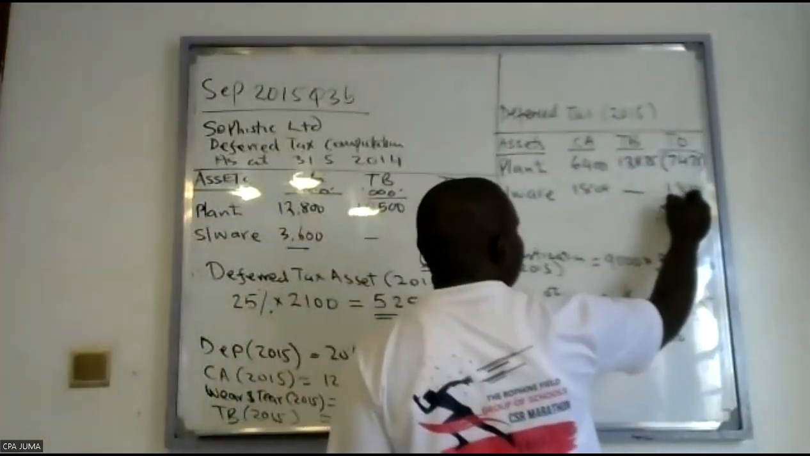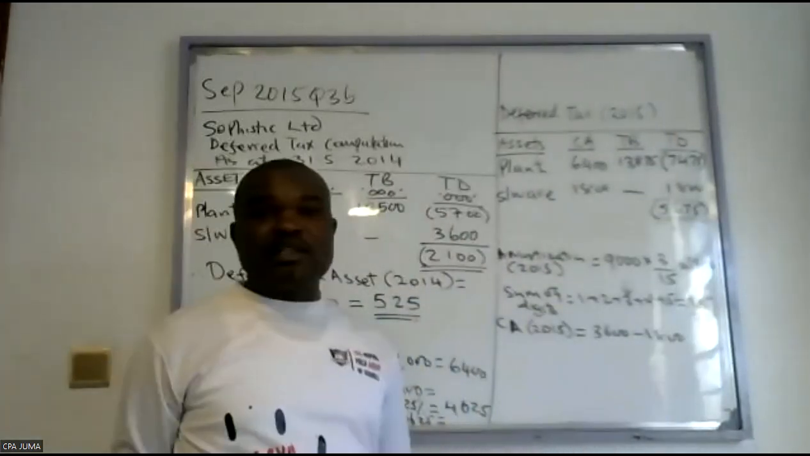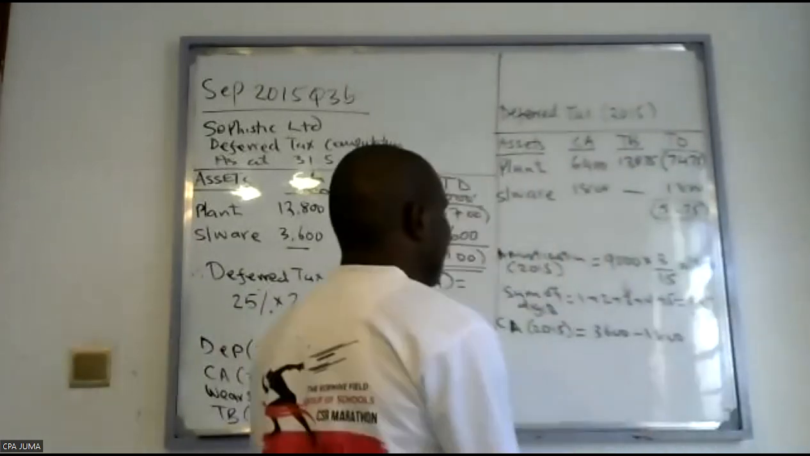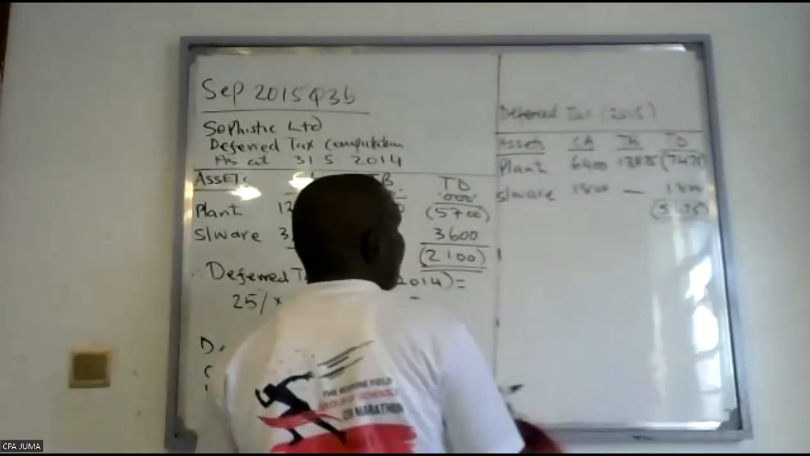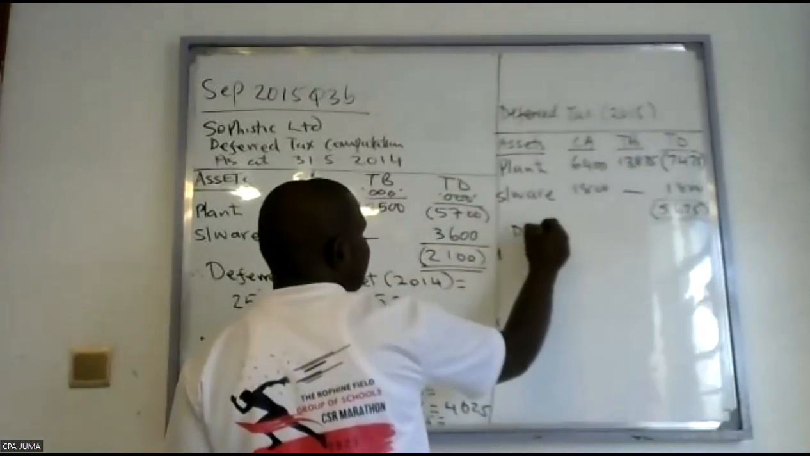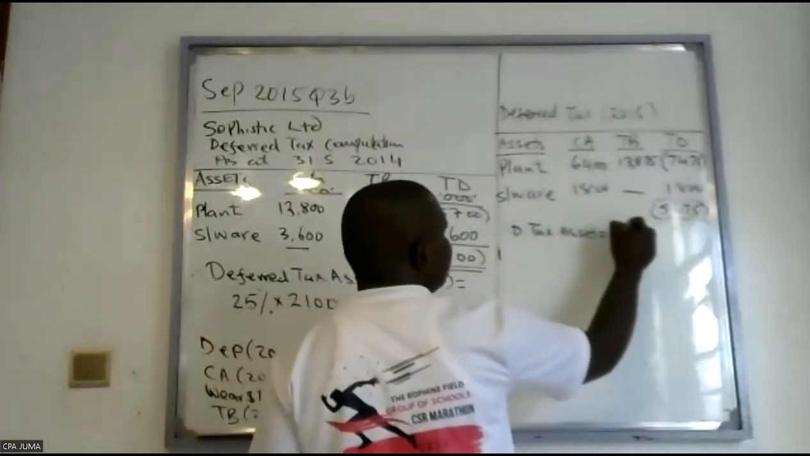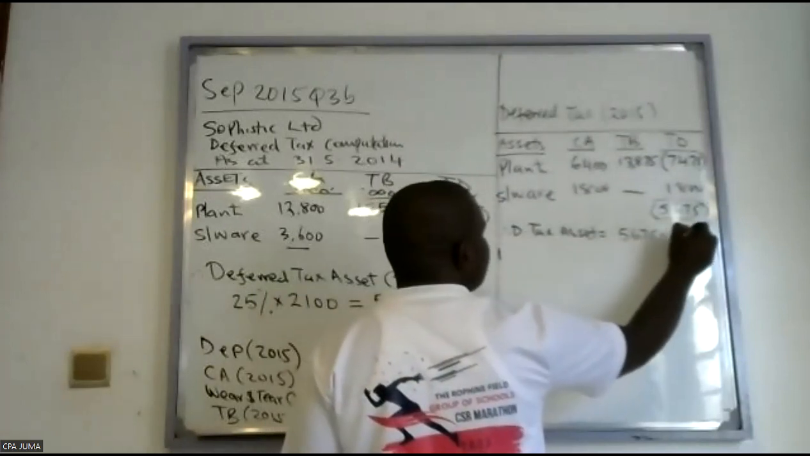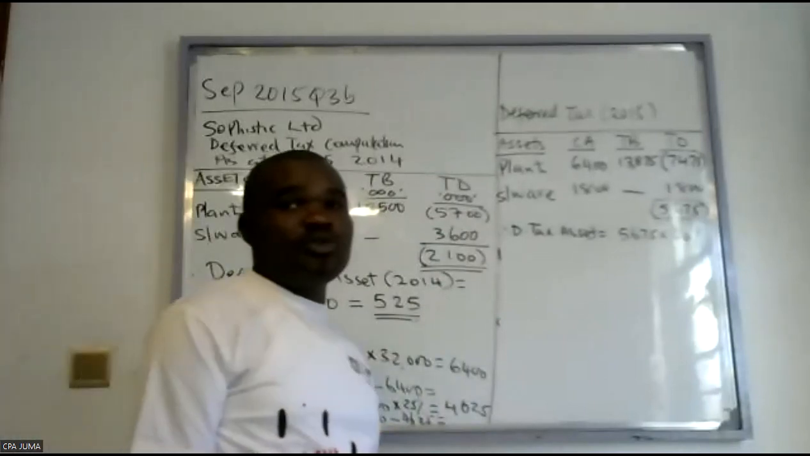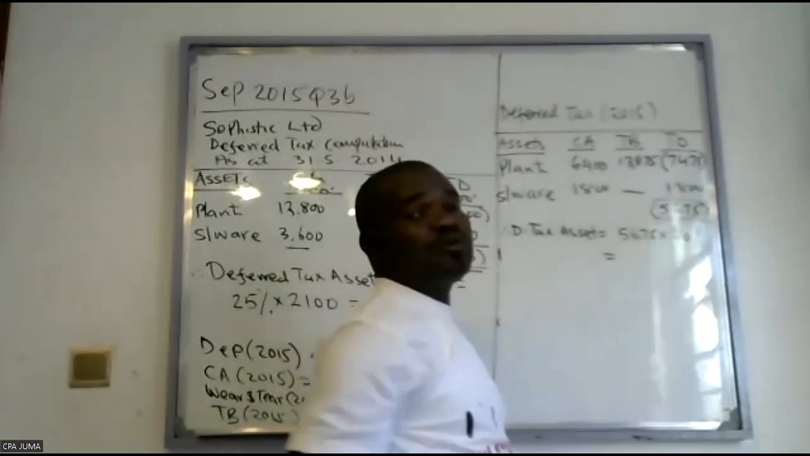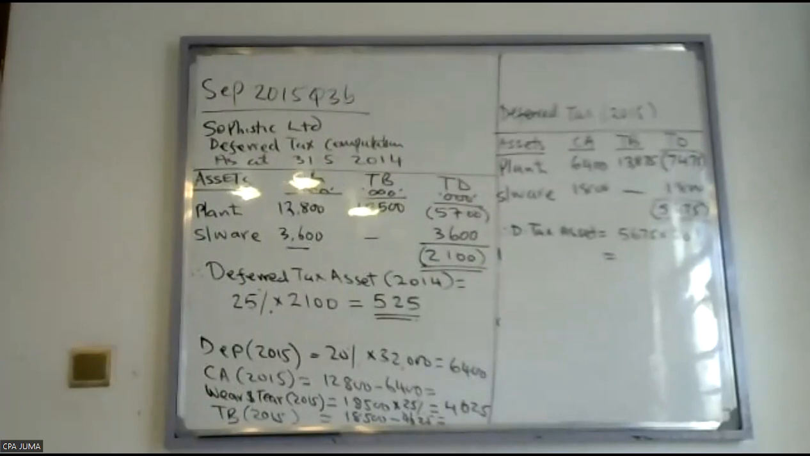5675 negative. Therefore, deferred tax assets, that is also giving us deferred tax assets. Therefore, deferred tax assets is equal to 5675 times 30%. The 2015 tax rate was 30%, unlike 2014, which was 25%. So 30% of 5625 will give you how much?